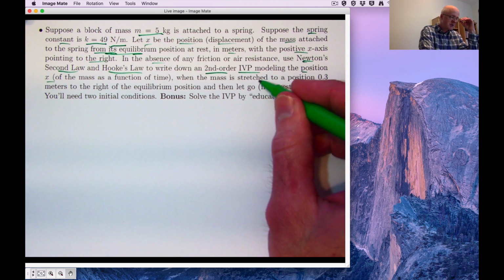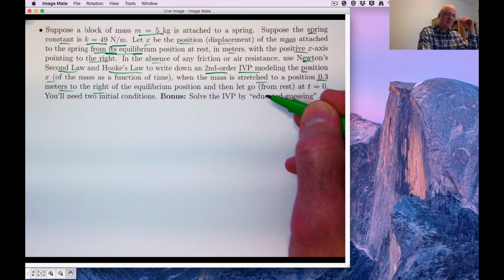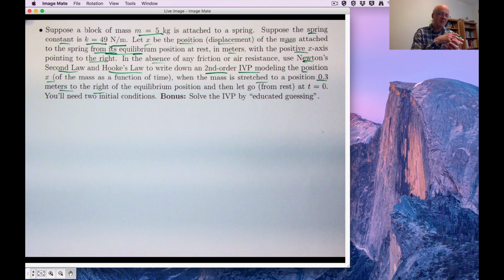When the mass is stretched to a position of 0.3 meters to the right, so x0 is going to be positive 0.3. I'm grabbing this mass and stretching the spring that way. I also could compress the mass toward the wall, and the initial x could be 0.3 to the left, which would actually make x negative 0.3.